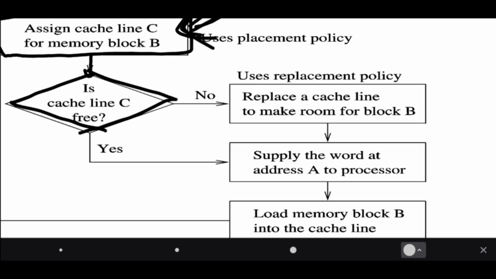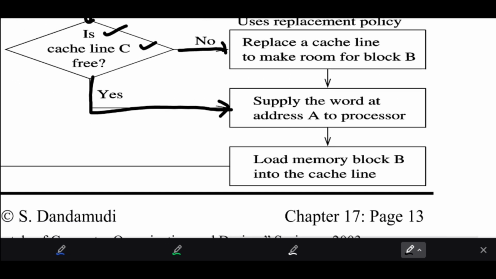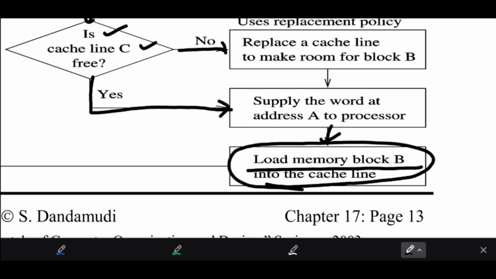Okay, here in the flowchart: is cache line C free? If yes, then the data is stored in that place. If no, then the replacement policy works. Then load the memory block into our cache line. You have to understand one thing: when the data is loaded, it is first loaded into the cache, then it is loaded to the CPU.